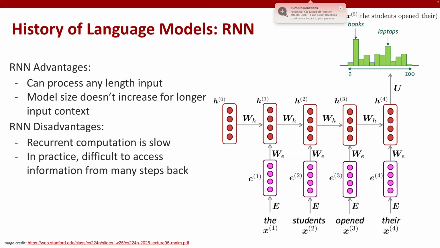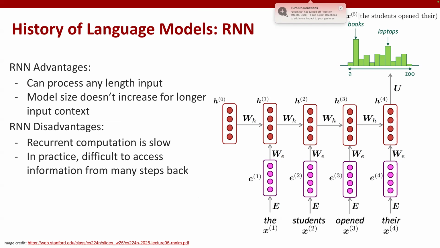Then you use the final hidden state combined with a classifier to predict the most probable next word. In this example, we have a sentence like "the student opened their", and after you feed in the whole embedding, the classifier would output a probability distribution that says maybe "books" is the most probable next word in this sentence.